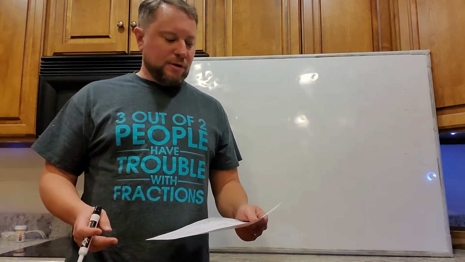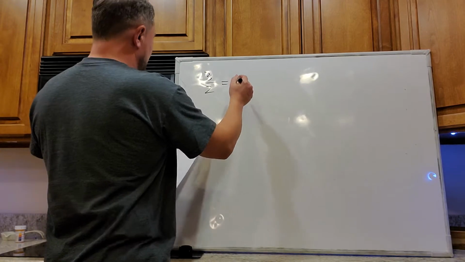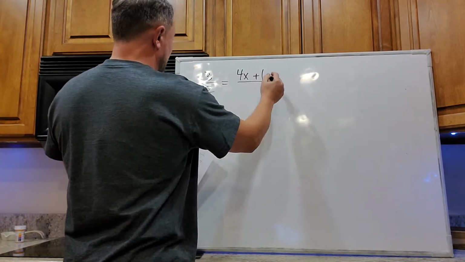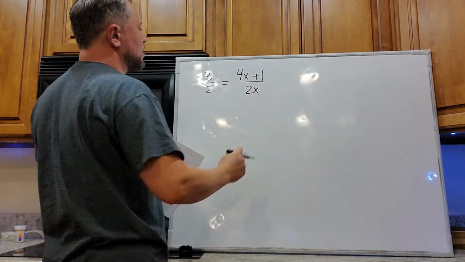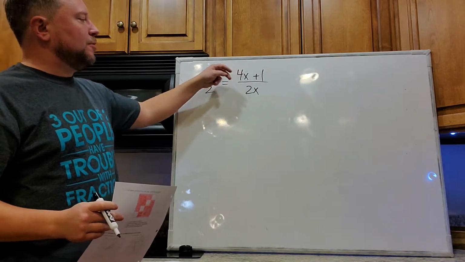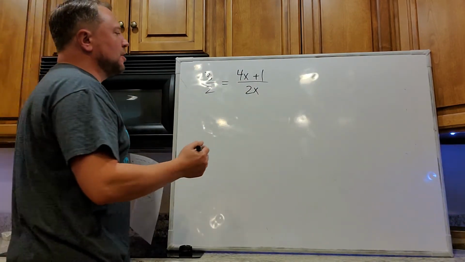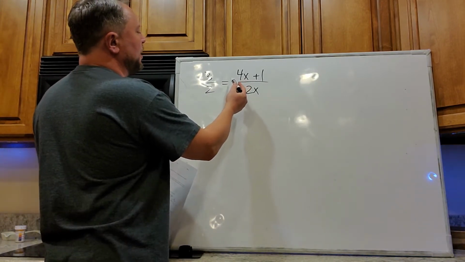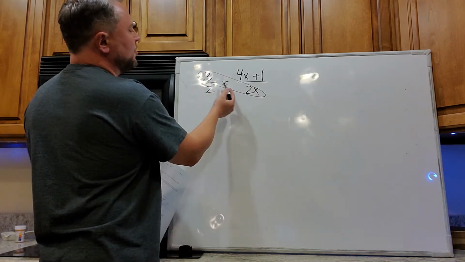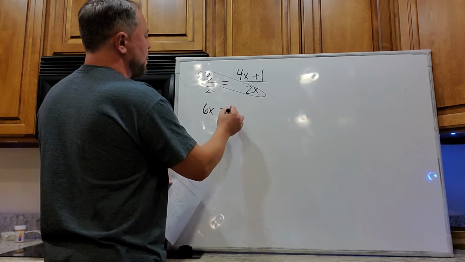Alright, so if you have your worksheet handy, on problem number 1 they give you a proportion that looks like this. On any proportion, you have a ratio set equal to another ratio, or fraction equals fraction. The first thing you do to solve anything like this is cross multiply. So you're going to take the 3 times the 2x. So 3 times 2 is 6. So 3 times 2x would be 6x.